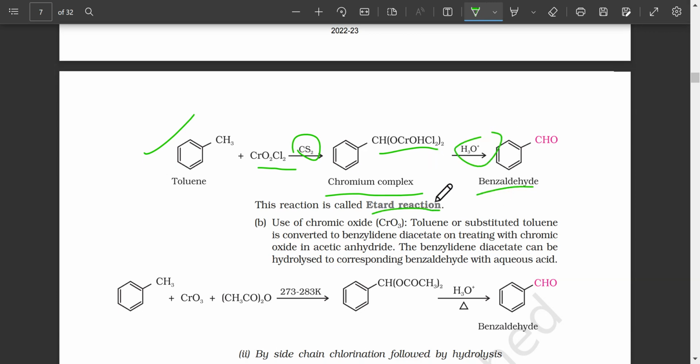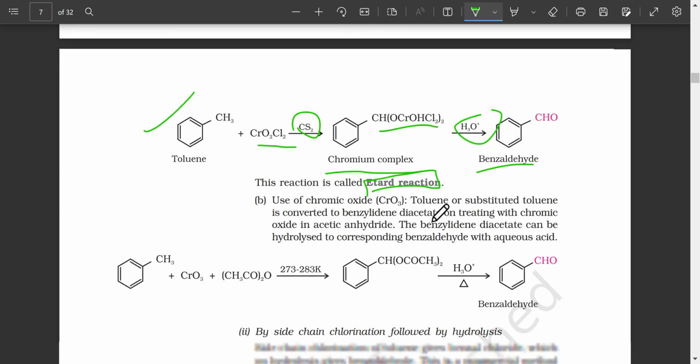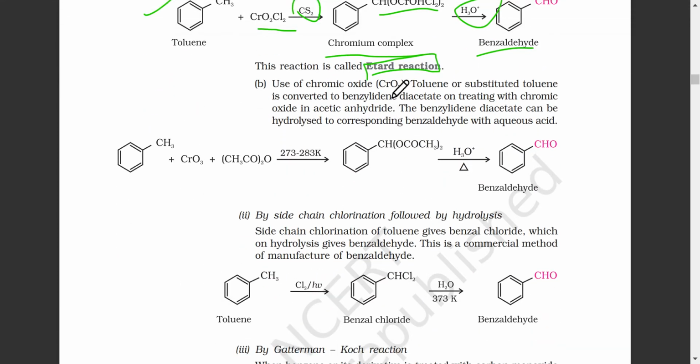Fine. And this is what we call the Étard reaction. Next, we have the use of chromic oxide. Again, chromic oxide can also be used as an oxidizing agent. ये भी इस solvent को oxidize करके benzaldehyde बनाएगा. But the difference is हम कोई Étard reaction नहीं बोलेंगे. क्यों? क्योंकि हमने chromyl chloride नहीं लिया.